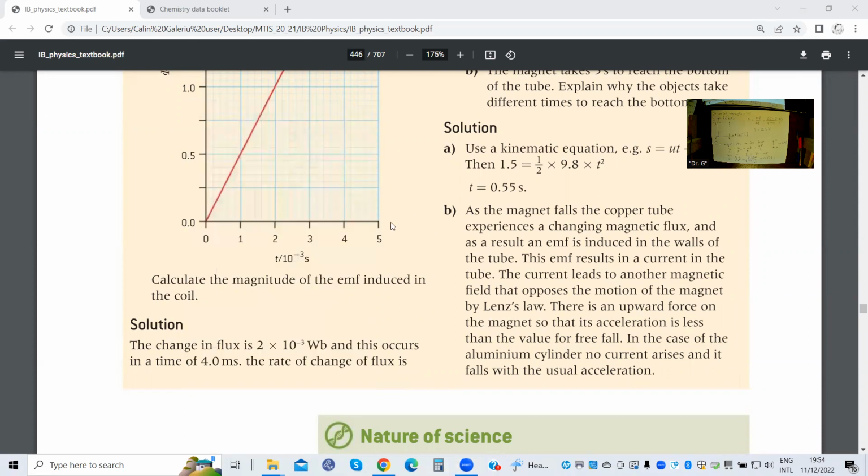As the magnet falls, the copper tube experiences a changing magnetic flux, and as a result, an EMF is induced in the walls of the tube. This EMF results in a current in the tube. The current leads to another magnetic field that opposes the motion of the magnet by Lenz's law. There is an upward force on the magnet so that its acceleration is less than the value for free fall.